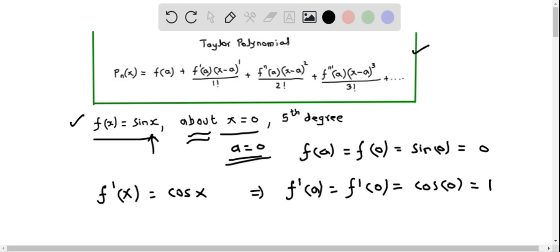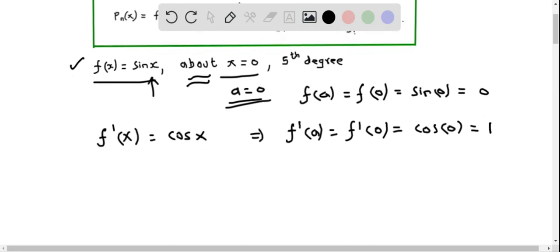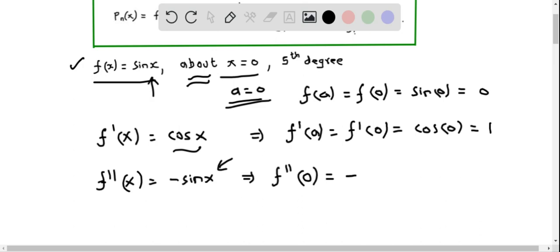Now let's find the successive derivatives. I'm going to keep on finding the derivatives, the second, third, and till fifth. So we get f double prime of x. This equals the derivative of cosine x, which is negative sine x. So we find the second derivative at a equal to 0, that is f double prime of 0, by plugging in x equal to 0 into this one. So it becomes negative sine 0, and this equals 0.